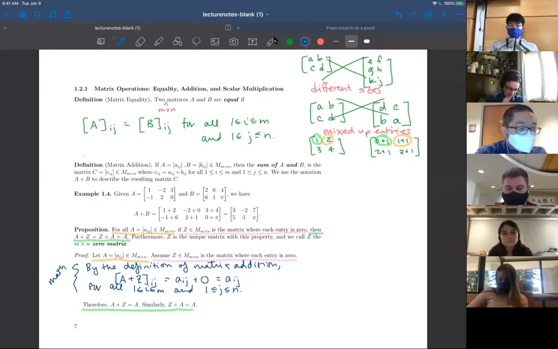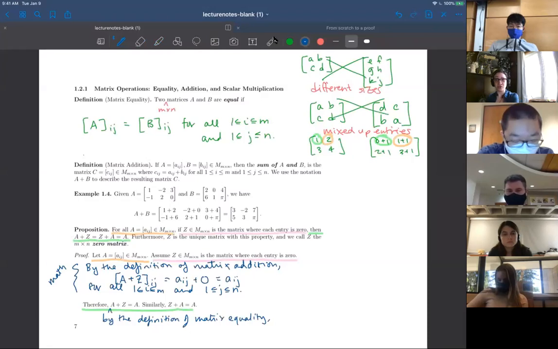So therefore, and I might edit this, by the definition of matrix equality, A plus Z is the same matrix as A. And if we did the same thing with Z plus A, we just have 0 on the other side, and that's fine. We'll just say similarly, Z plus A is A. So that's pretty nice, right? We figured out the math that we needed to go from what we were assuming to what we were proving. And this proposition is a little bit extra. It has a furthermore, which we'll take care of on the next page.